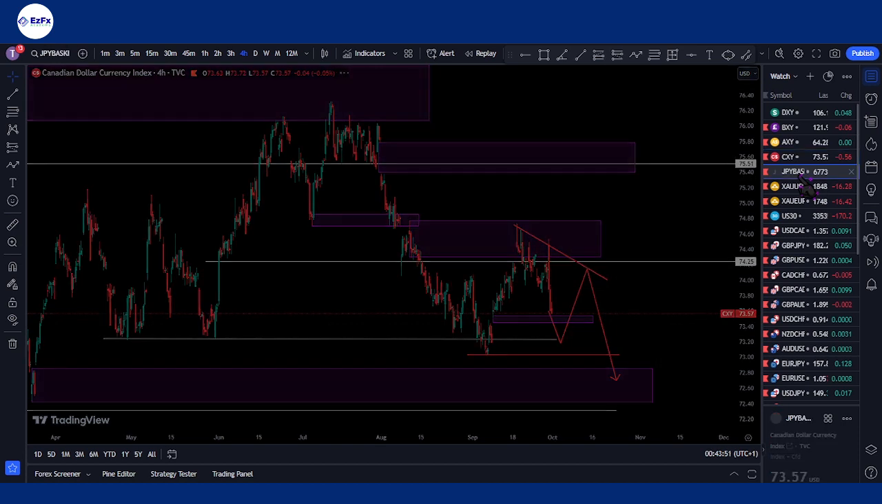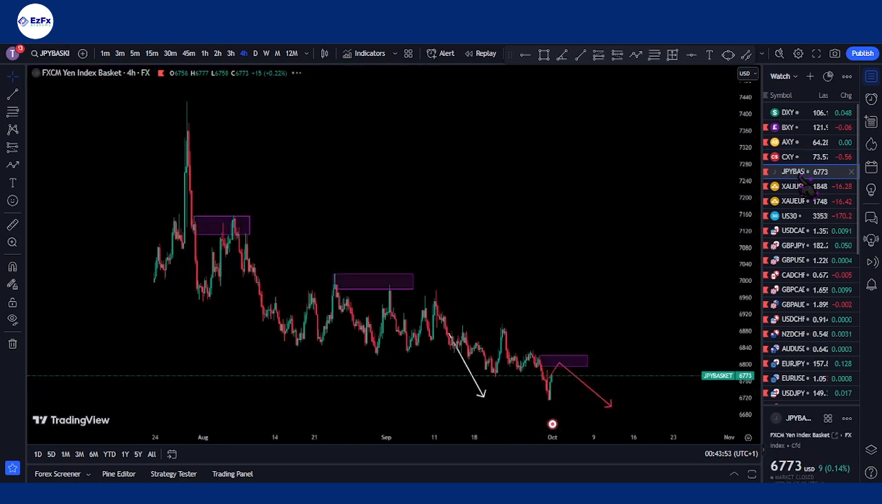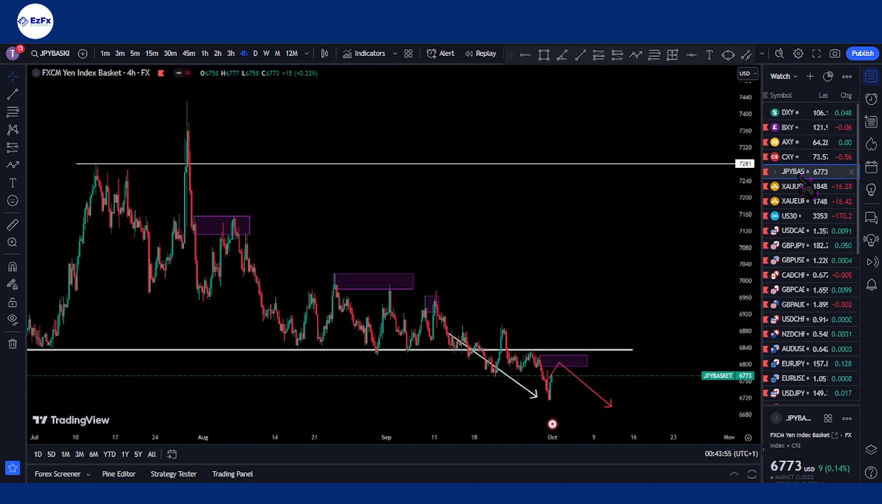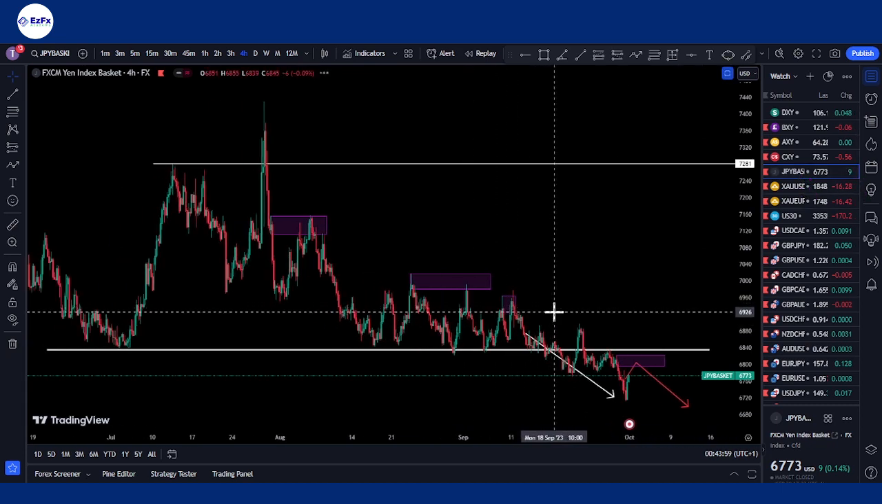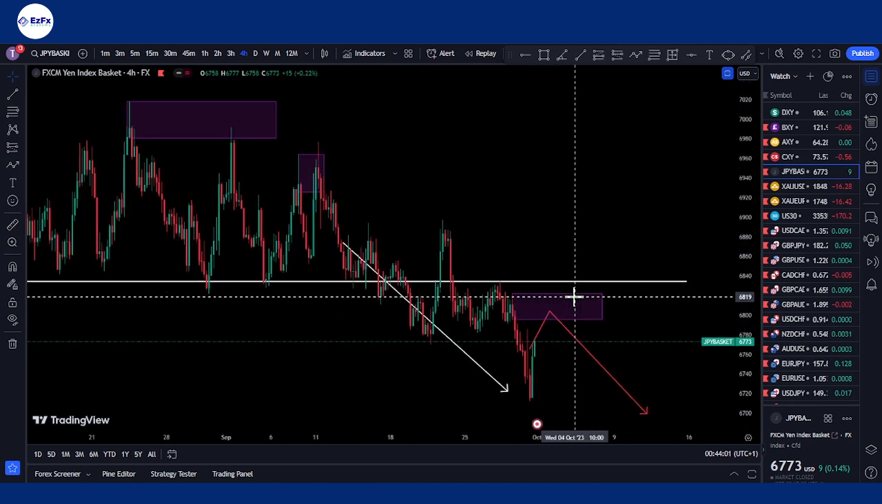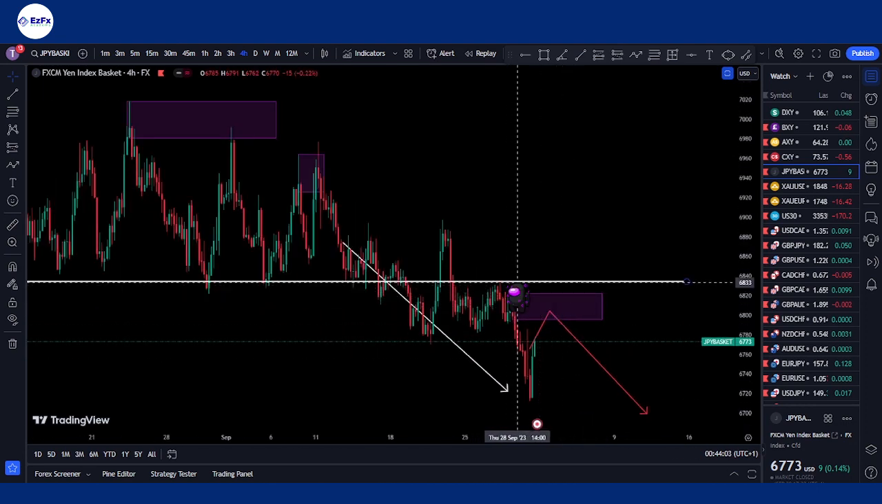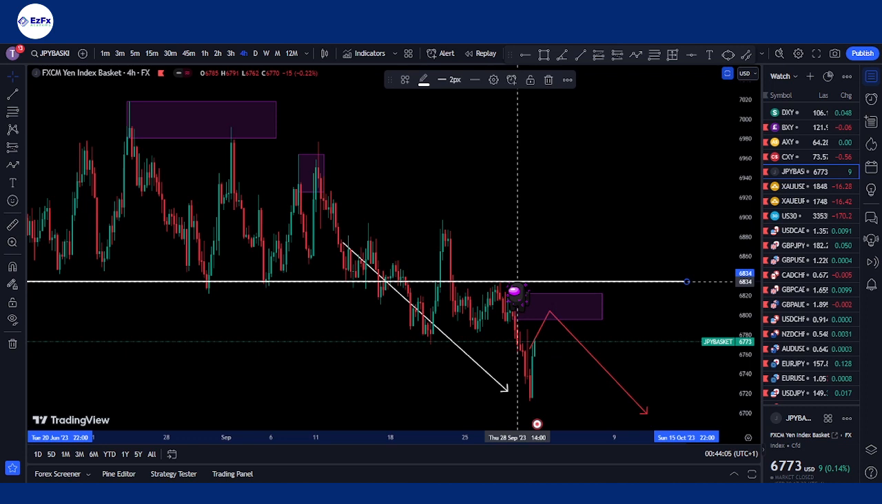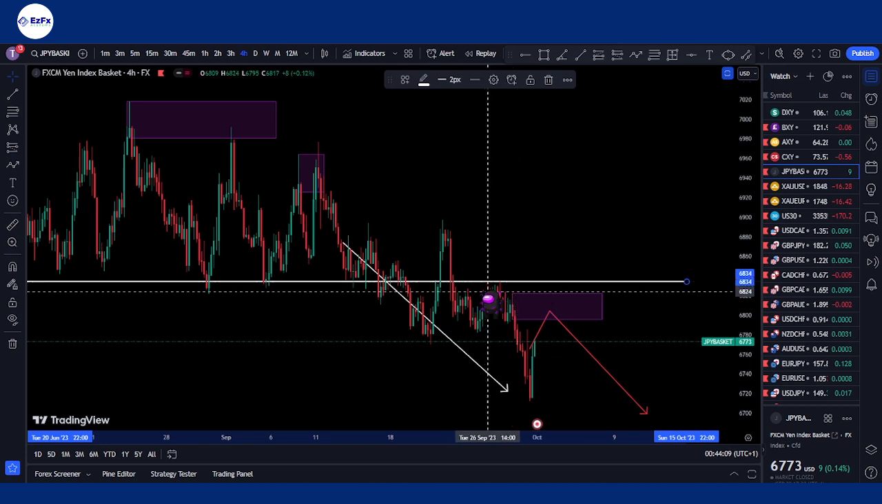Next up we have JPY basket. Now, for a while, we've been seeing that JPY basket has been ranging. And finally, during the course of last week, rather, we're able to break below the 6834 line. And currently, we've had that break and retest.